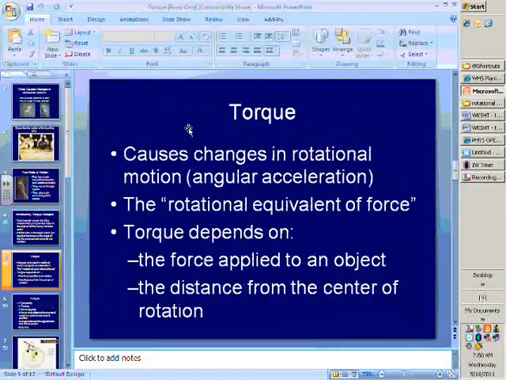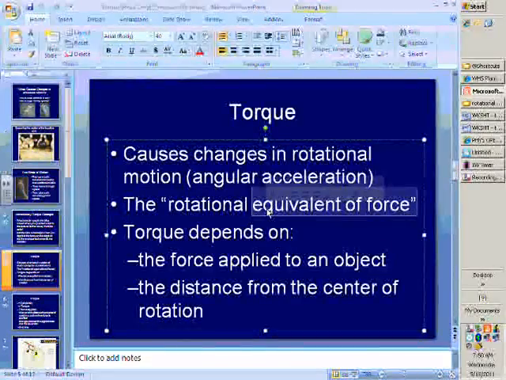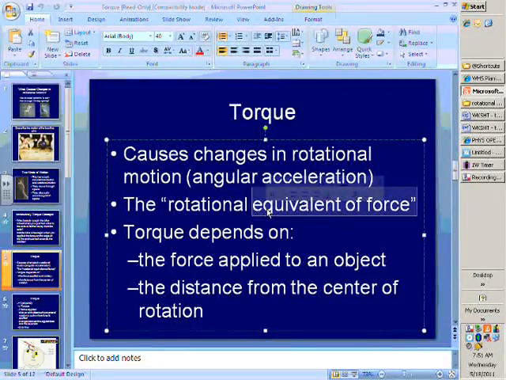And we introduced this concept of torque. Torque is what causes changes in rotational motion, or angular acceleration. It causes things to speed up how fast they're spinning, or slow down how fast they're spinning. We looked at it as the rotational equivalent of force. Force causes changes in translational motion. It causes things to speed up or slow down or change directions. But torque causes changes in rotational motion. It causes things to spin faster, spin slower, not spin at all. We'll talk about that more on Friday.